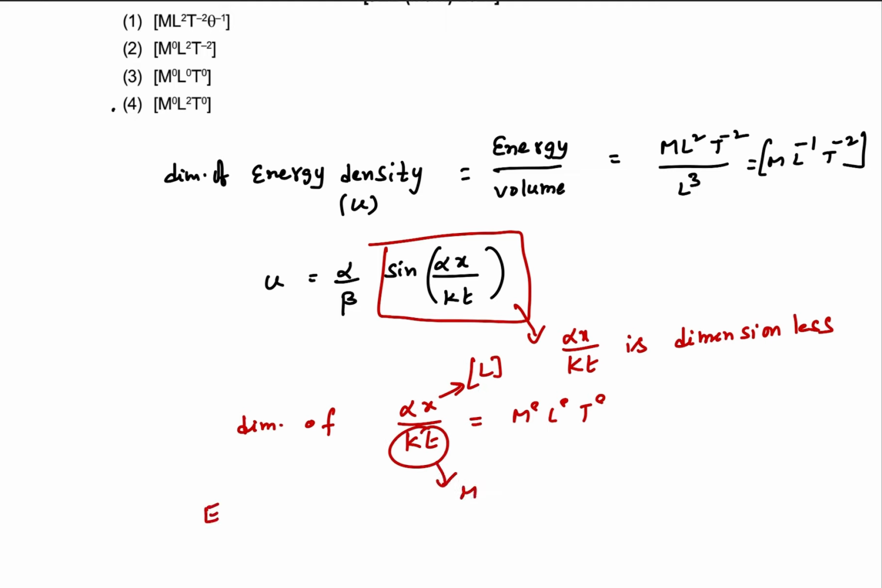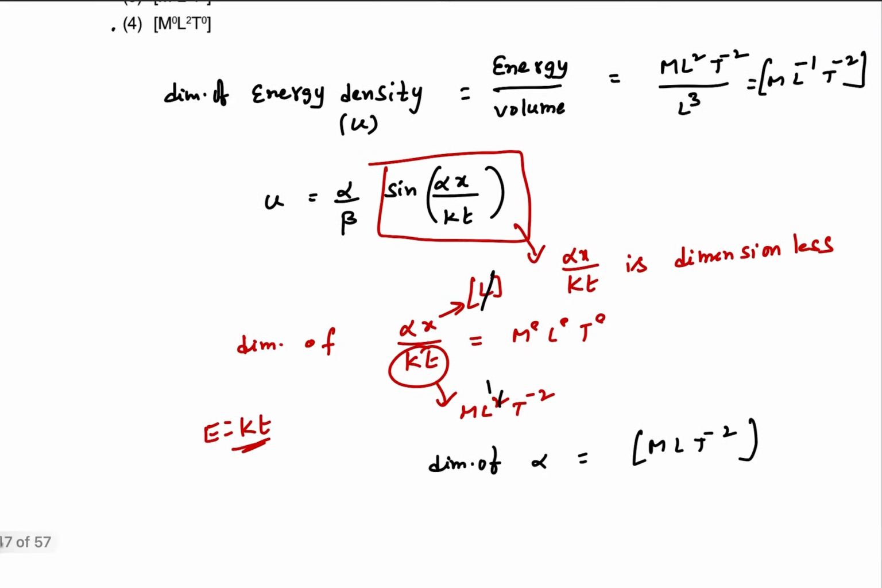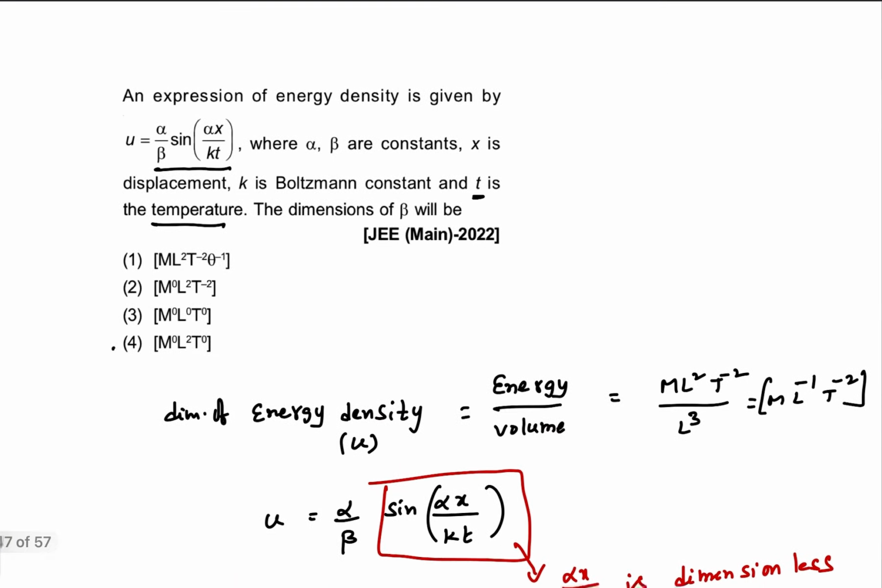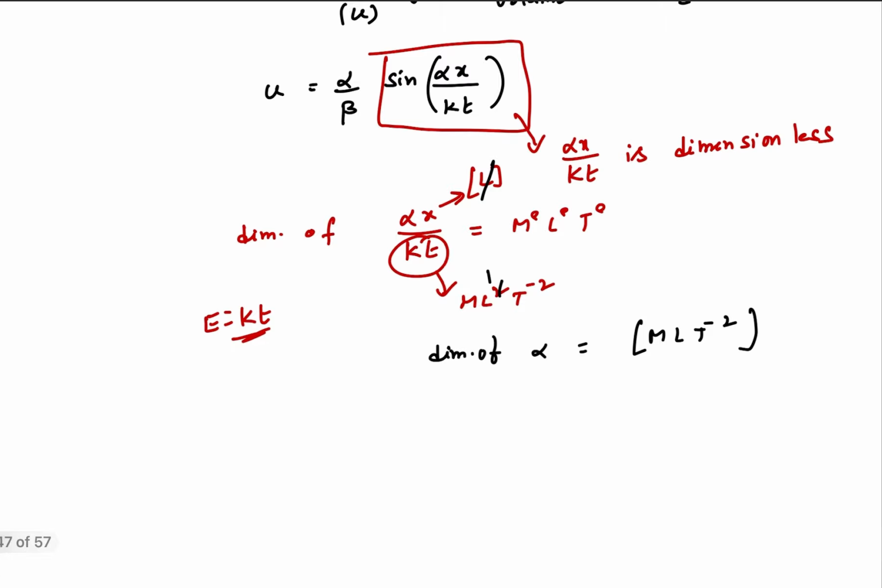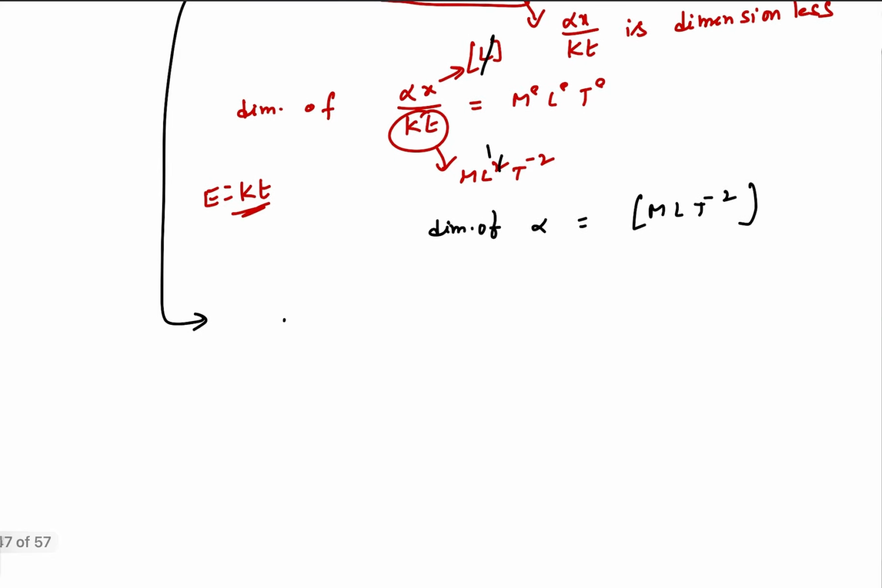Now x has dimension L, and kT has the dimension of energy, that is energy is equal to k into temperature, where T is temperature here. That is M L squared T power minus 2. We can see L one time gets cancelled. If you cancel this, the dimension of alpha is M L T power minus 2. This is the dimension of alpha.